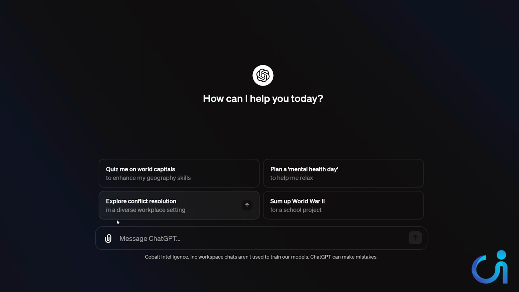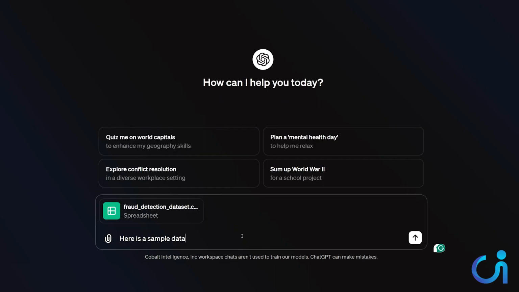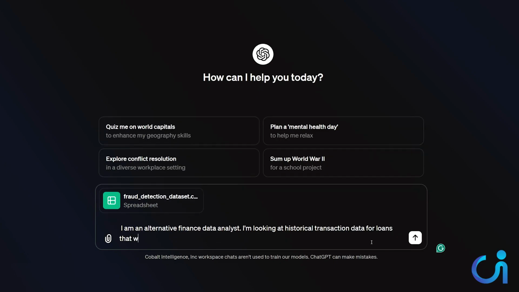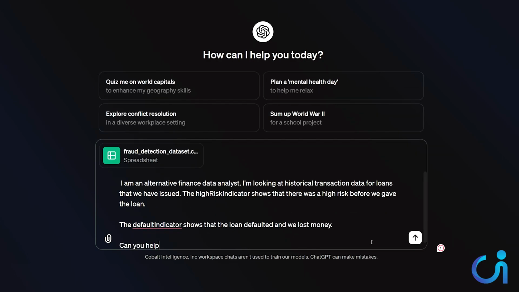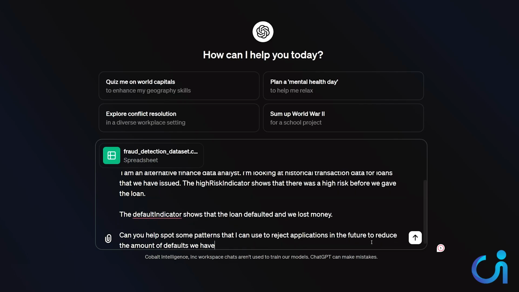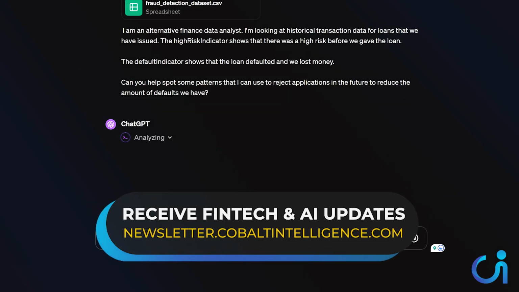So we're going to go back over here and give it our data set. There we go, right there. There's a CSV file. Here is a sample data set. I'm going to say, I am an alternative finance data analyst. I'm looking at historical transaction data for loans that we have issued. The high risk indicator shows that there was a high risk before we gave the loan. The default indicator shows that the loan defaulted and we lost money. Can you help spot some patterns that I can use to reject applications in the future to reduce the number of defaults we have? So now we're going to see if it can process this CSV and spot patterns.